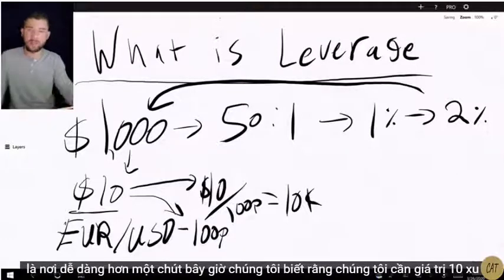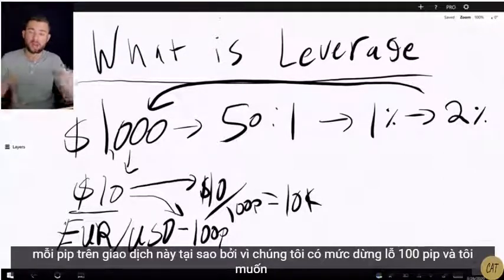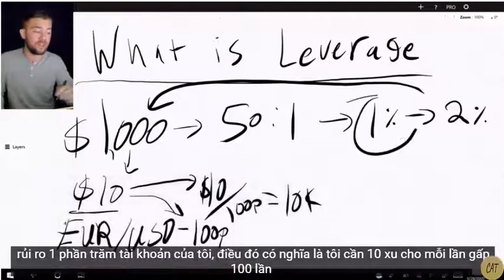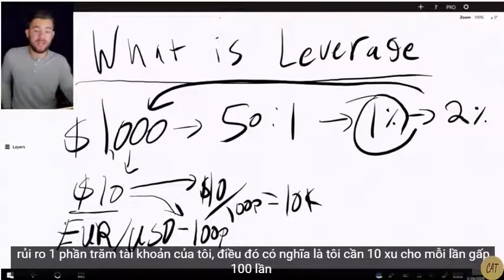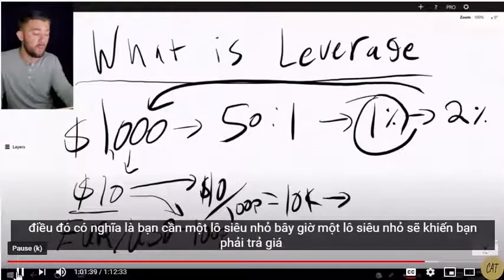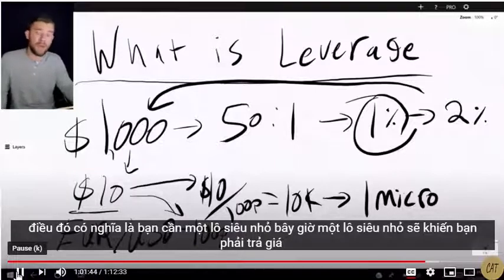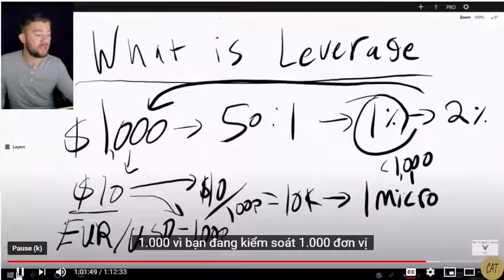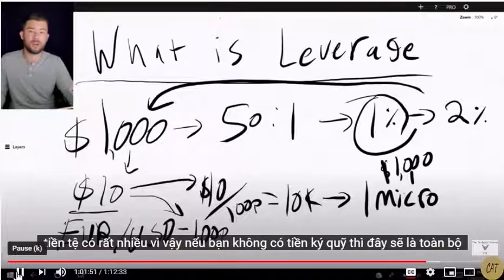This is where it gets a little bit easier. Now we know that we need a value of 10 cents per pip on this trade. Why? Because we have a 100 pip stop loss and I want to risk 1% of my account, which means I need 10 cents per pip times that 100 to give me that $10 yield. The 10 cents per pip, we talked about this already, that means one micro lot. Now, one micro lot would cost you $1,000 because you are controlling 1,000 units of currency with a micro lot.